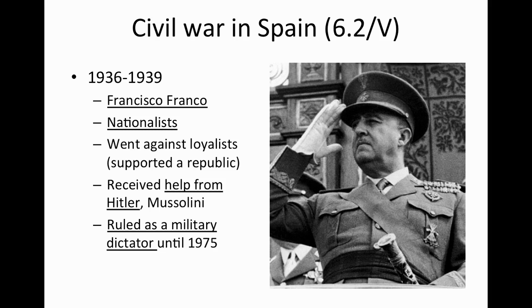The people are unhappy. The depression is hurting the people of Spain. So Franco emerges as a nationalist leader, a dictator in a sense, and he obviously, no surprise, gets help from Hitler and Mussolini. And he rules as a military dictator until 1975. That's a long time. So democracy kind of falls apart in 1936.